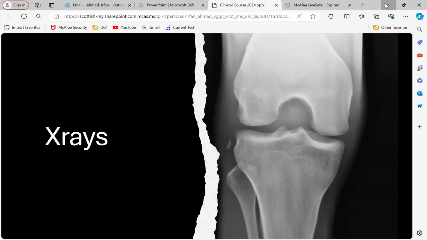Sir, I will start with the inspection. On inspection, from the front, I will see the wasting and attitude of the knee, quadriceps wasting, and any flexion contracture. From behind, I will see the popliteal fullness. After inspection, I would like to see the gait of the patient.